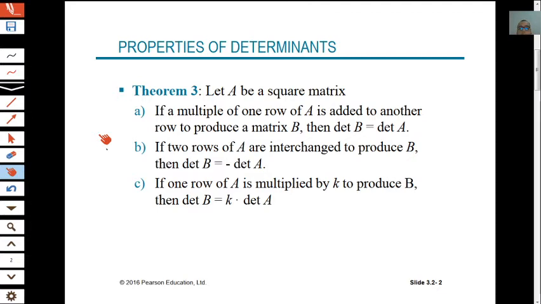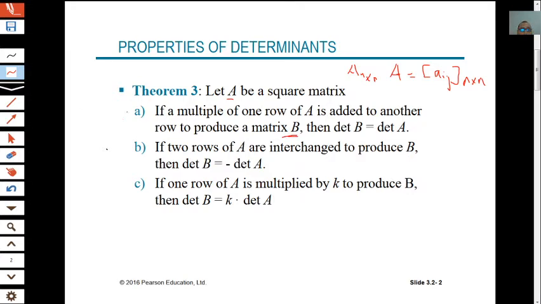a given square matrix. Let A be an n by n square matrix, or in general form, if you remember, it is given as a_ij, n by n. Okay, so if a multiple of one row of the matrix A is added to another row to produce another matrix B, then the determinant does not change. We have the same determinant for the new matrix.